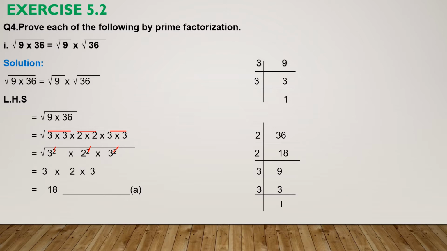Now simply multiply these 3 values. 3 2s are 6 and 6 3s are 18. This is our left hand side, and the answer of the left hand side is 18. Say this is your equation number A.